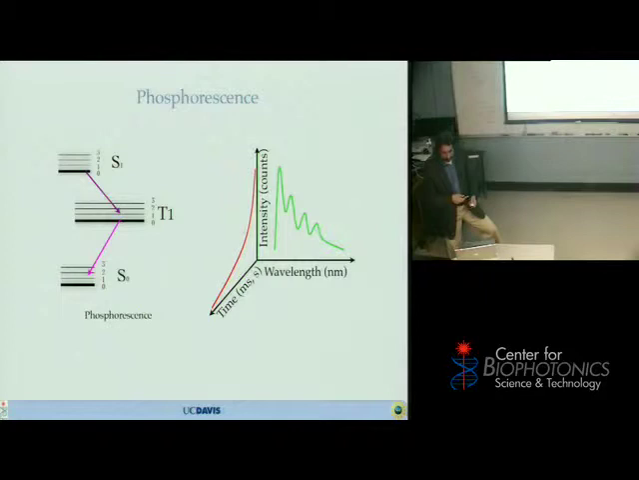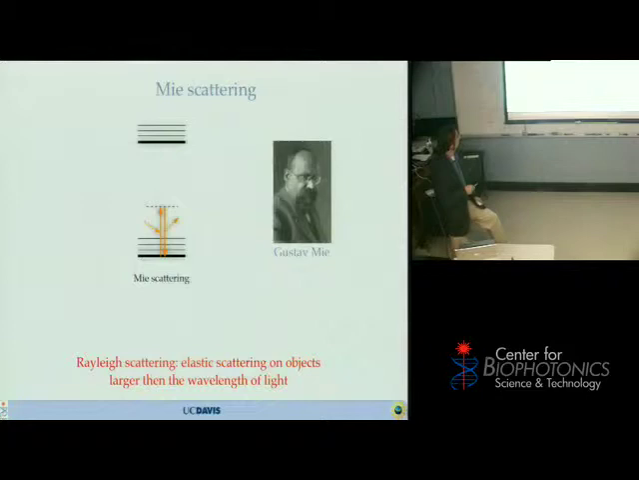So let's go to scattering. Mie scattering, I think it should be Mie scattering here, has been discovered by Gustav Mie, and it's basically elastic scattering. If you have these electronic levels in the molecule, if you go with light that does not match yet an absorption level, so it's not resonant, it's not electronic resonance, then the photon can be elastically scattered.